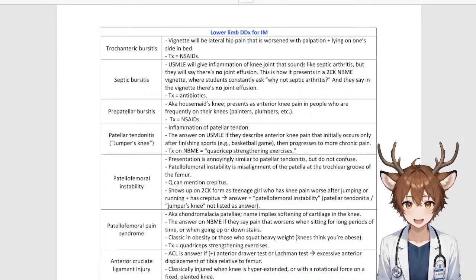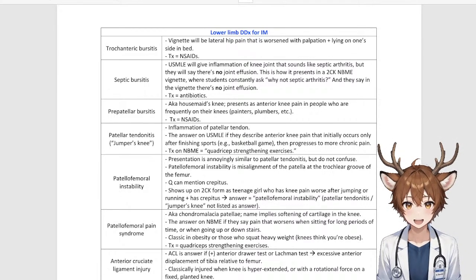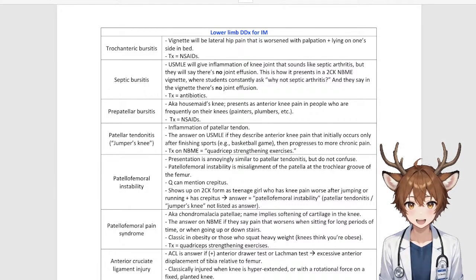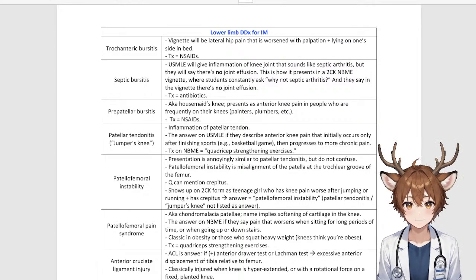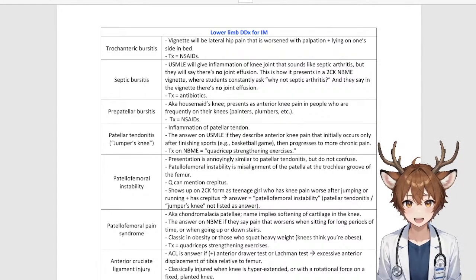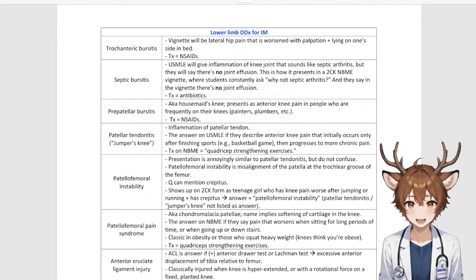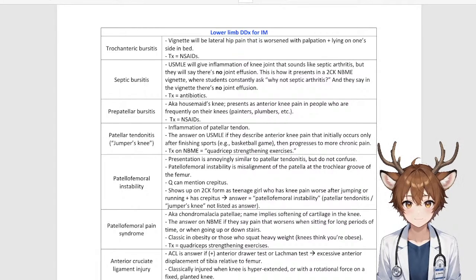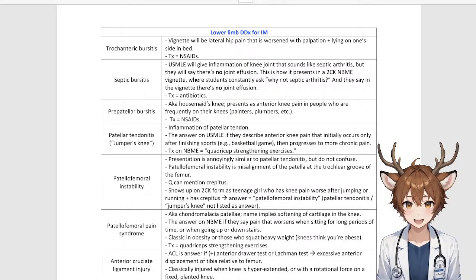Patellofemoral pain syndrome, aka chondromalacia patellae. The name implies a softening of cartilage in the knee. The answer on NBME, if they say pain that worsens when sitting for long periods of time or when going up or downstairs. The classic is obesity or those who squat heavy weight. Treatment would be quadriceps strengthening exercise. So again, that's going to be for either the classic in obesity or people who squat heavy weight.